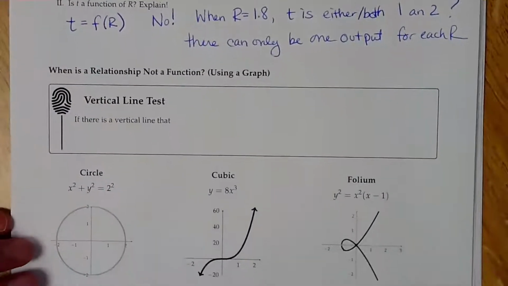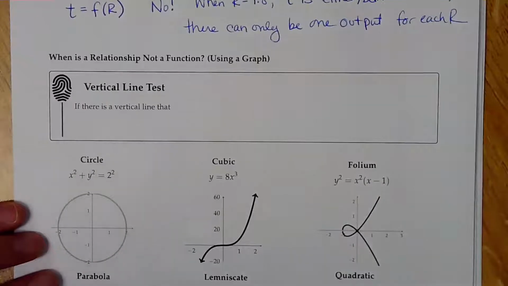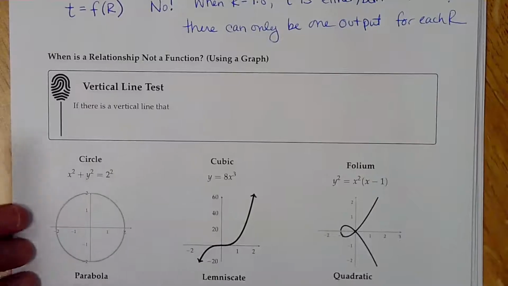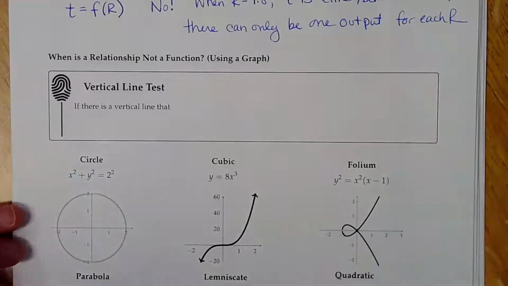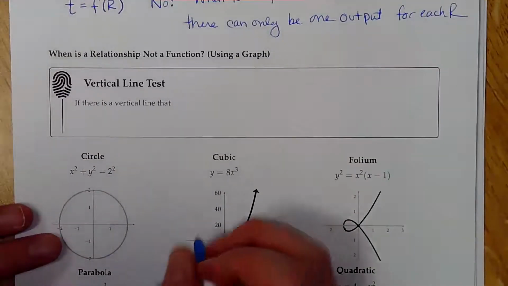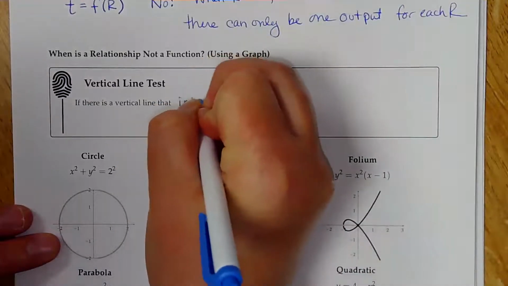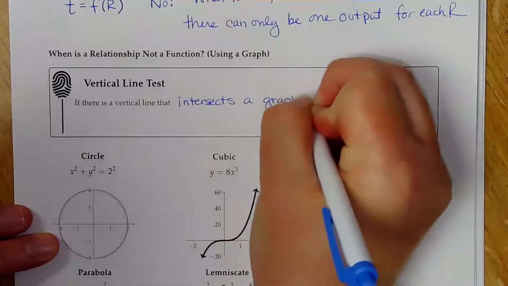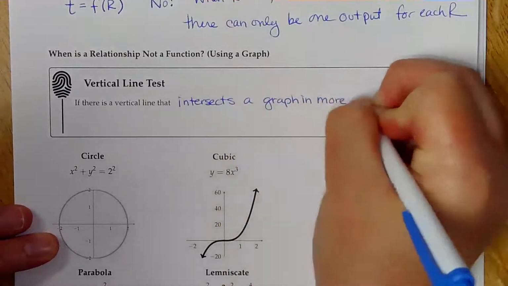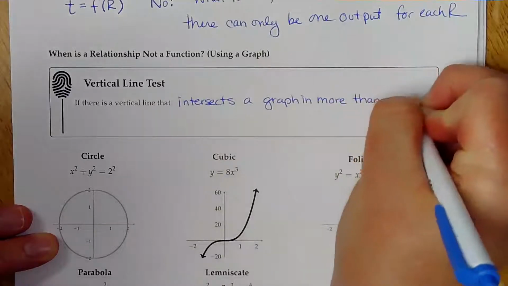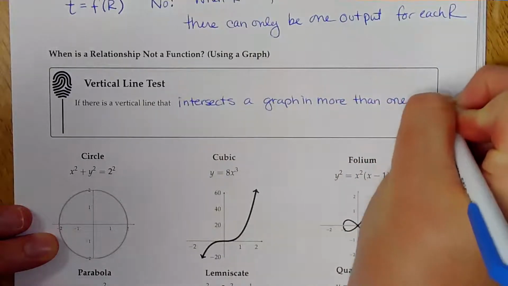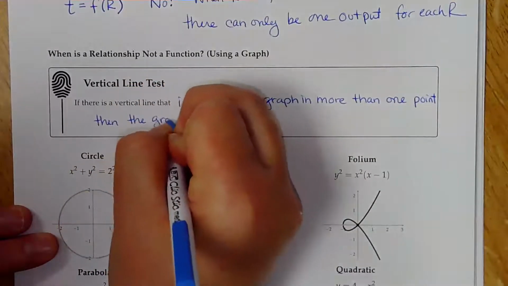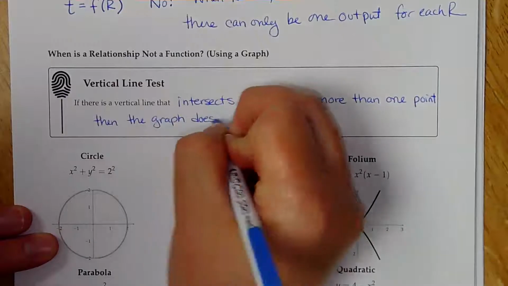If we are looking at a graph, we're going to use the vertical line test. The way that the vertical line test works is that you run a vertical line across your graph, and what you're looking for is if there's a vertical line that intersects a graph in more than one point or more than one place, then the graph does not represent a function.